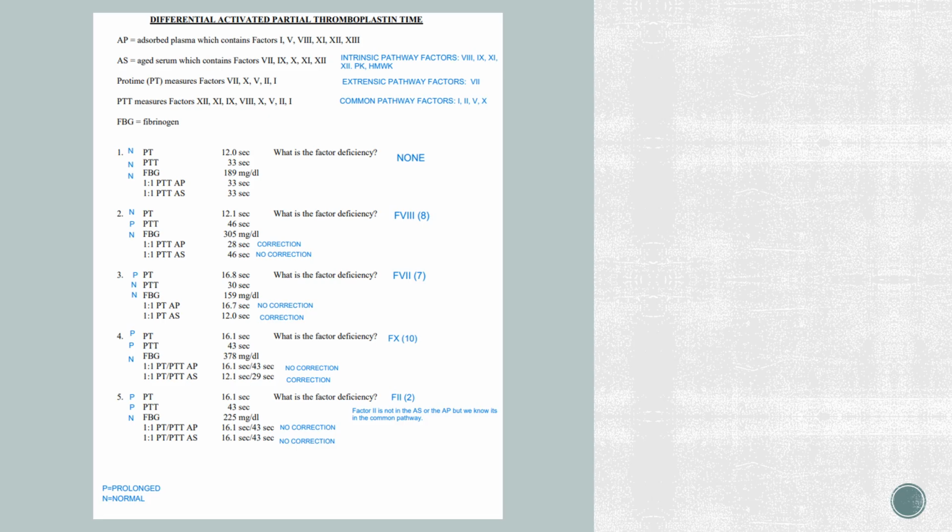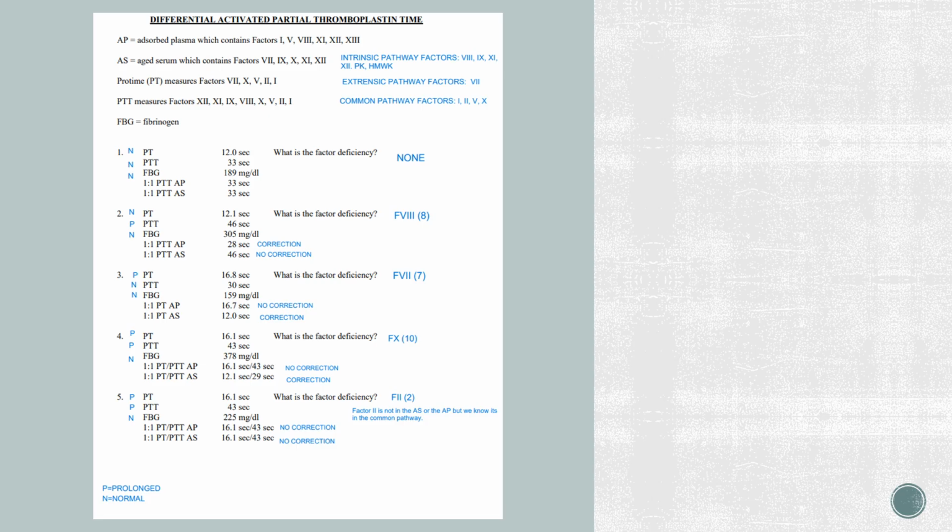We did the first one together already, and as suspected, there was no factor deficiency. The second one, there was a correction with the PTT mix with the adsorbed plasma, but there was no correction with the other. So really what we need to do is go up to the adsorbed plasma and see which factors we could have potentially put in that are not present in the aged serum. Because obviously something we've put into that mixing study has replaced the deficient factor that our patient was in need of. So let's take a look here.